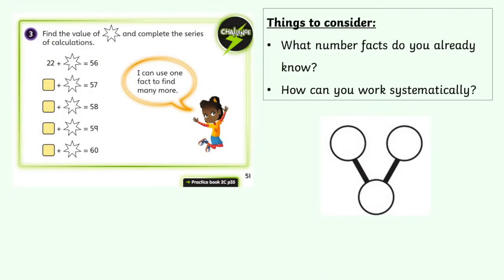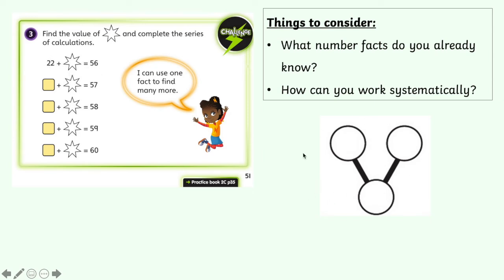Let's talk about this challenge then. The first thing we had to do was find the value of the star. And we had this calculation here: 22 add the star equals 56. Well, this is just the same as the missing number problems we've already been doing today. 22 add something equals 56.